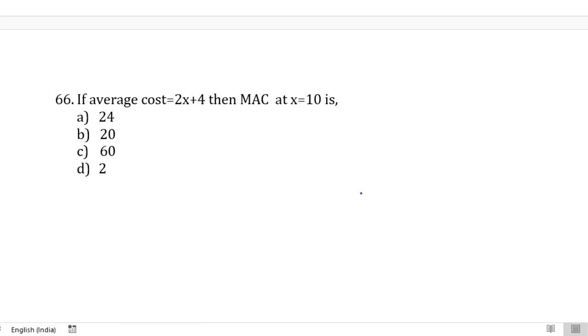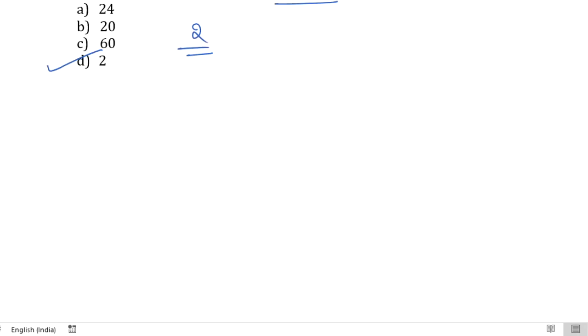The marginal average cost, what we had found in the previous question was 2. There is no x. So where do I need to substitute the value of x is equal to 10? So answer remains 2. Next question.